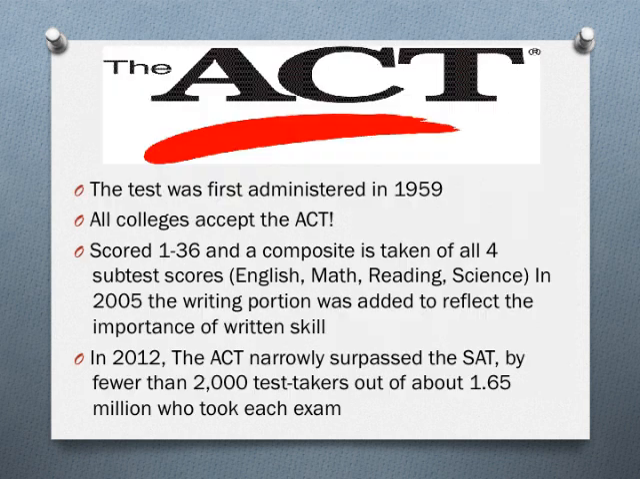The ACT was first administered in 1959. All colleges accept the ACT, and it is scored from 1 to 36, and a composite score is taken of all 4 sub-test scores: English, math, reading, and science. In 2005, they added the writing portion. Recently, the ACT narrowly surpassed the SAT in test takers. The ACT in 2012 is now more popular than the SAT.